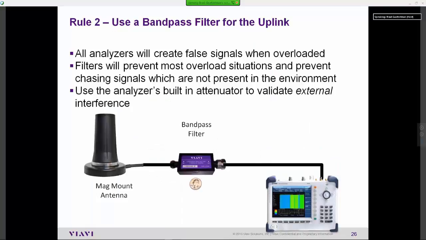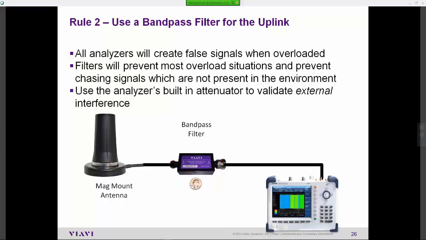Here's that rule 2, using a bandpass filter for the uplink. Analyzers will create false signals when overloaded. Again, back to that dynamic range. If you overload the instrument and you get into the nonlinear aspects of the equipment, it will produce false signals.